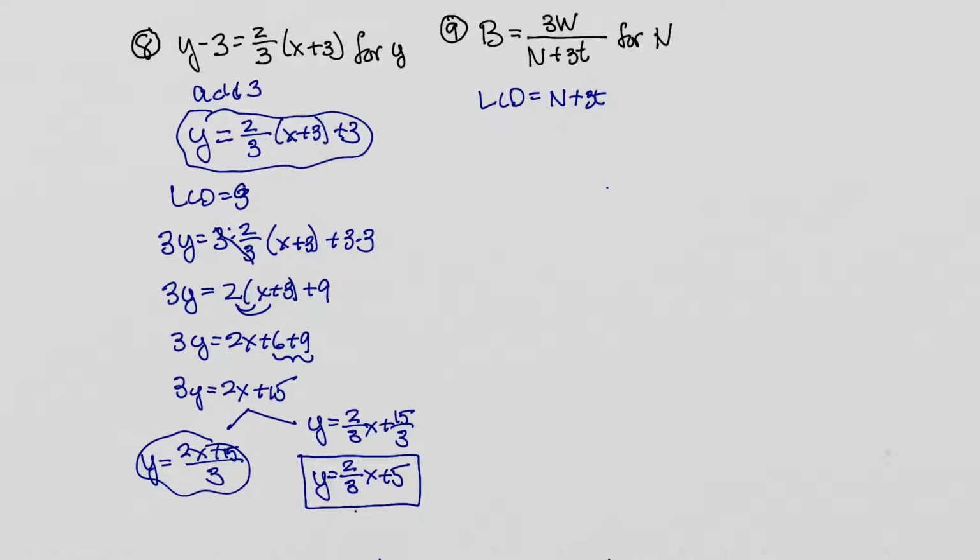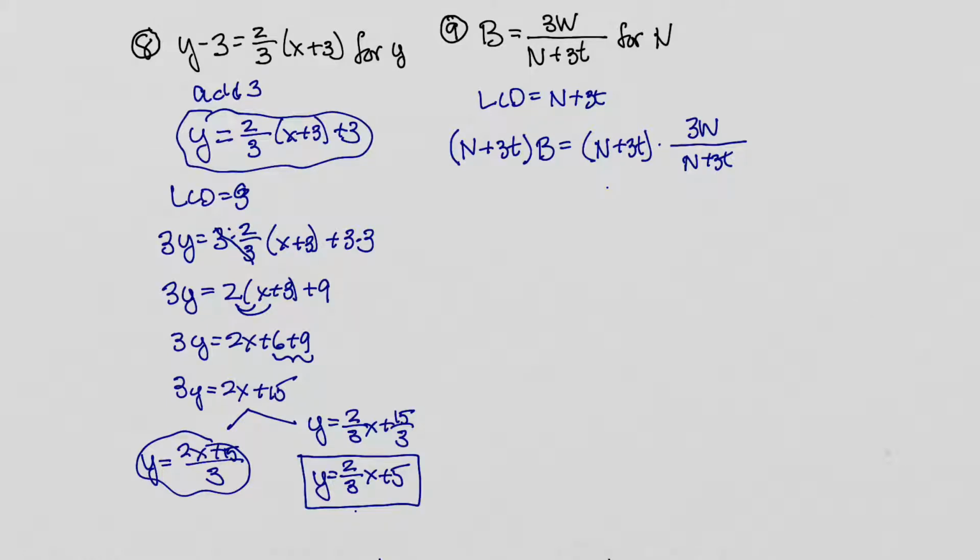Here we go. We'll get, now because there's more than one term, I need parentheses to capture all of it. N plus 3t b equals quantity n plus 3t, right? I need parentheses to capture the whole thing, dot this fraction, 3w over n plus 3t. Now, I'm trying to solve this for n. N is locked in these parentheses, so why don't we just multiply through by the b?